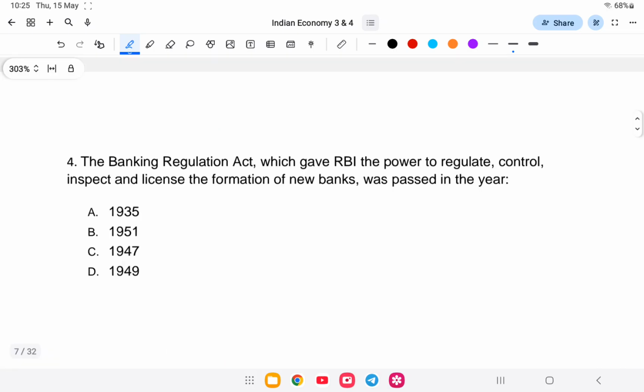Next question. Question number 4. The Banking Regulation Act that gave RBI the power to regulate, control, and inspect, and to license the formation of new banks, was passed in which year? The Banking Regulation Act was passed in 1949. Option number D is the correct answer. So let us go to the next question.